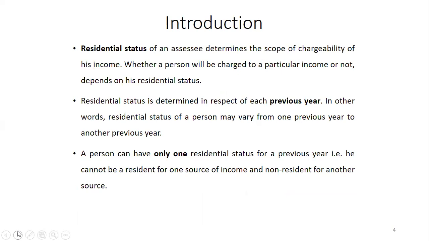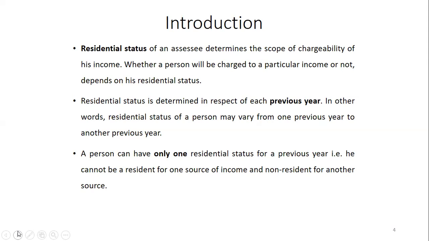First of all, the residential status of an assessee is determined by the scope of chargeability of his income. Whether a person will be chargeable to a particular income or not depends upon his residential status. Residential status is determined in respect of each previous year. In other words, the residential status of a person may vary from one previous year to another. A person can have only one residential status for a previous year, that is, he cannot be a resident for one source of income and non-resident for another source of income.